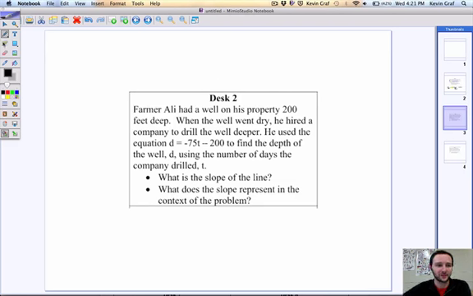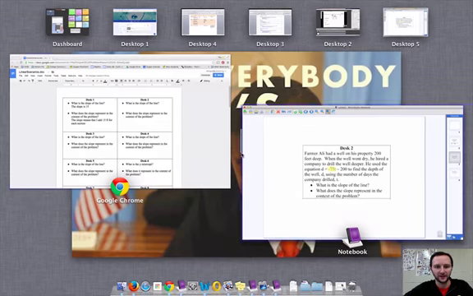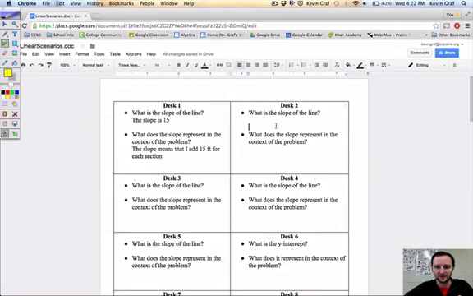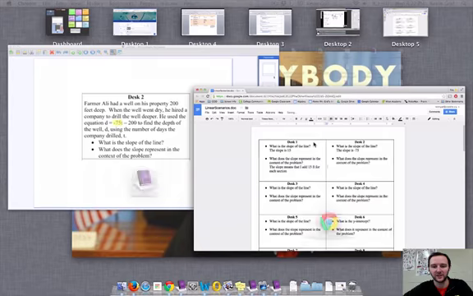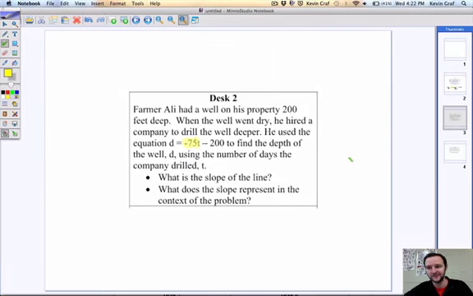So again, I'm looking with my partner right here. And I know that I find the slope right there. So I go to my Google Doc, and I know that the slope is negative 75. It's a negative slope. All right, so my second question here then is, what does the slope represent in the context of the problem?